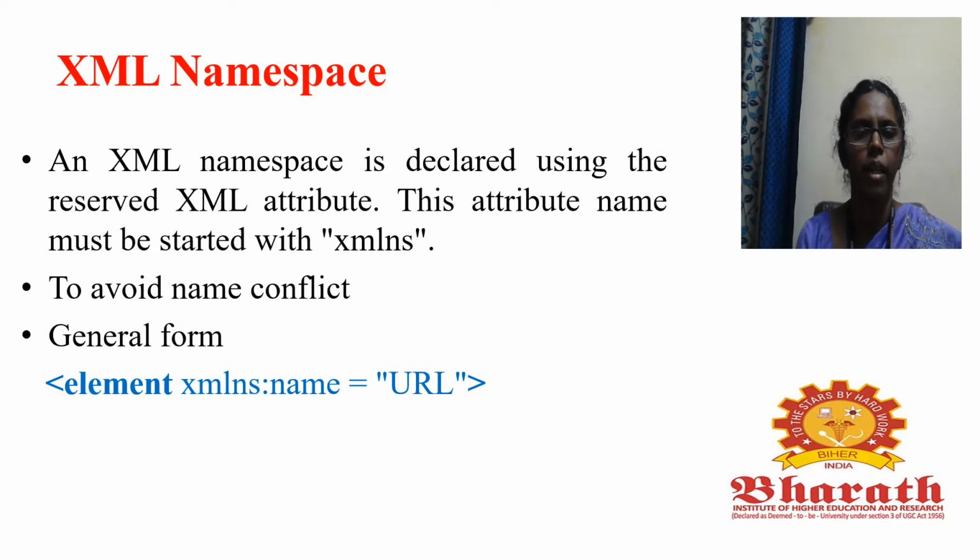Then if you are declaring or defining any element, that element will be taken from this URL only. Suppose you are specifying two tables, and you want to refer to one table, then that table is from this URL that you can specify using the namespace attribute. So here the syntax: you specify the element name, xmlns, then name is equal to URL.